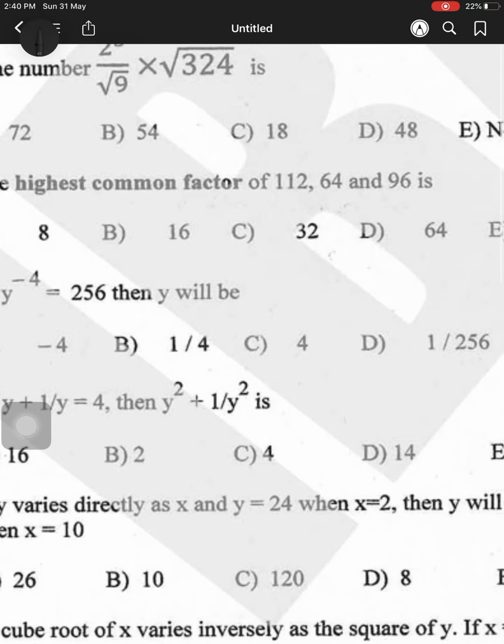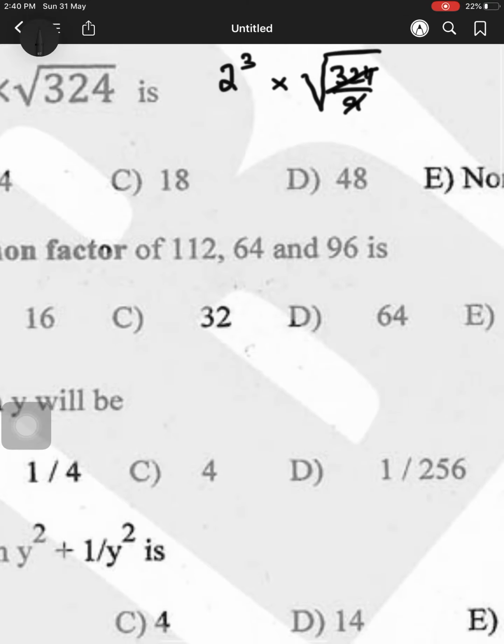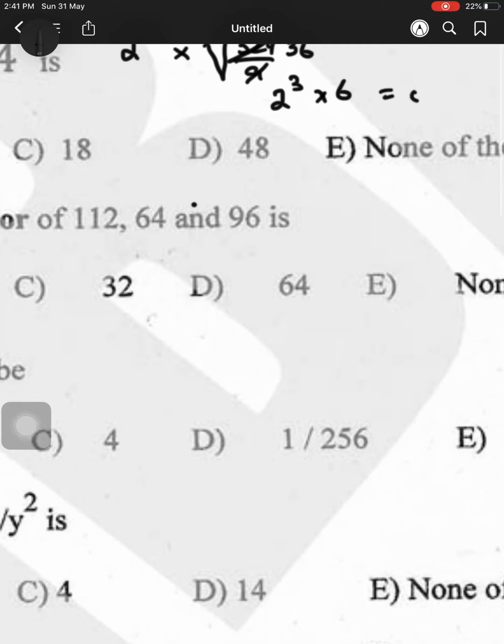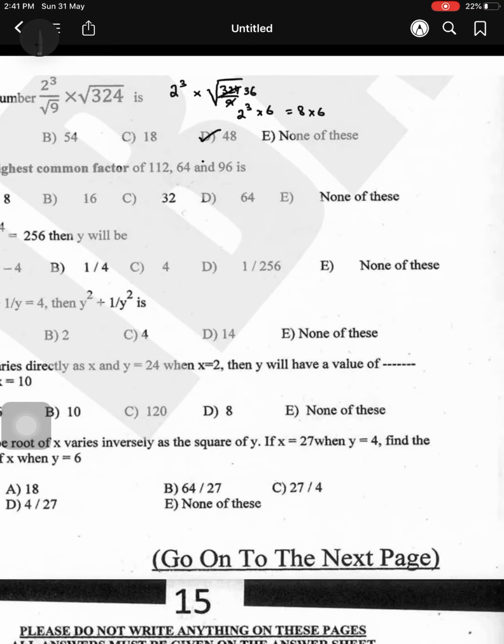Okay, in this next question I would suggest that you keep the 2 cube on one side and the under root on the other side. So 324 upon 9, cancel, this comes out to be 36. 2 cube multiplied by 6, which is 8 multiplied by 6 is 48, which is D.